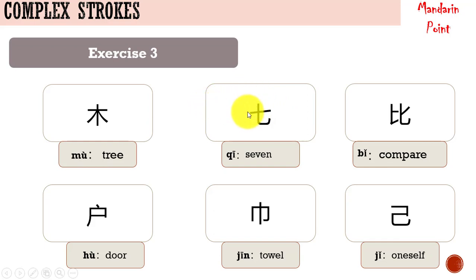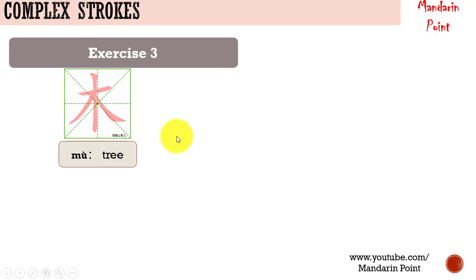For example, look at this character and we can easily identify this character has 2 strokes, 1 2. This character, 1 2 3. So let's crack them one by one. Here we have mu meaning tree. Just look at it, 1 2 3 4 strokes.